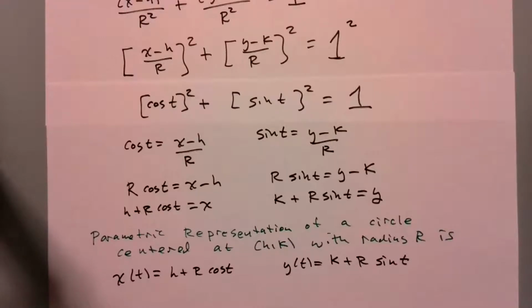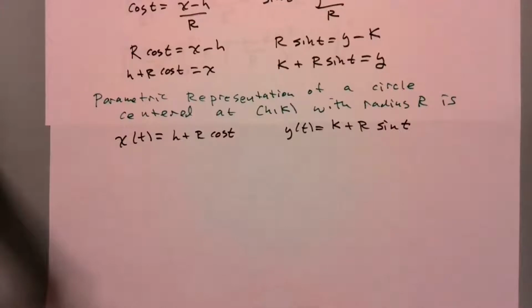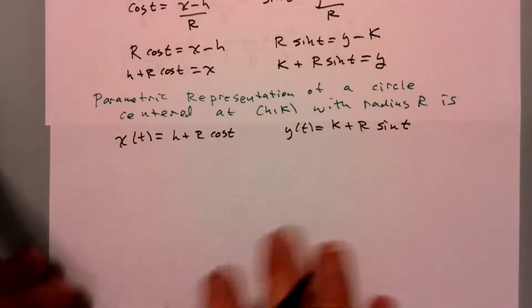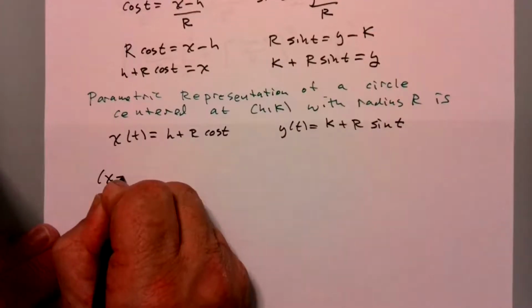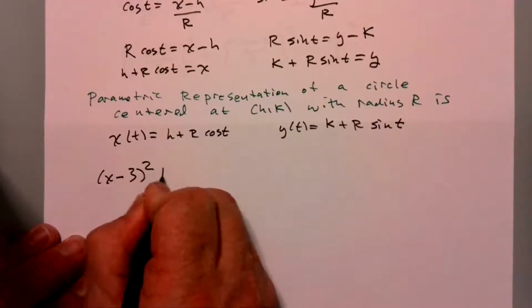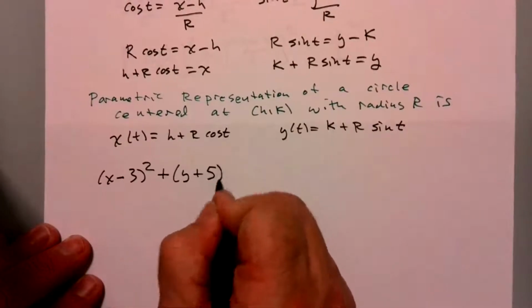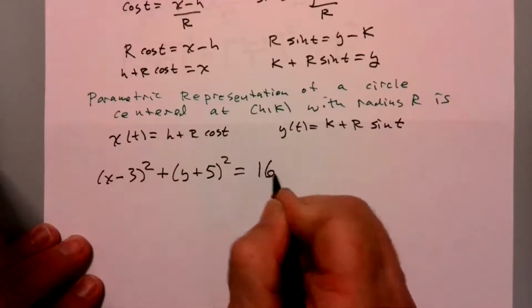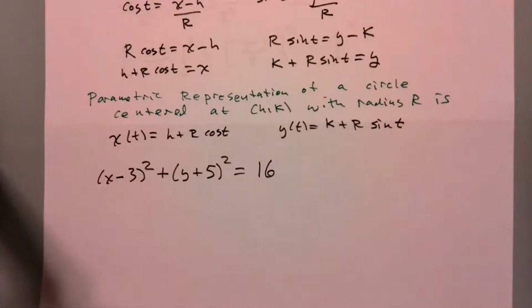So let's take a look. Let me see if you can do the following for me. I want you to give me a parametric representation for the following equation: (x − 3)² + (y + 5)² = 16. See if you can go ahead and write up the parametric representation in the comments.